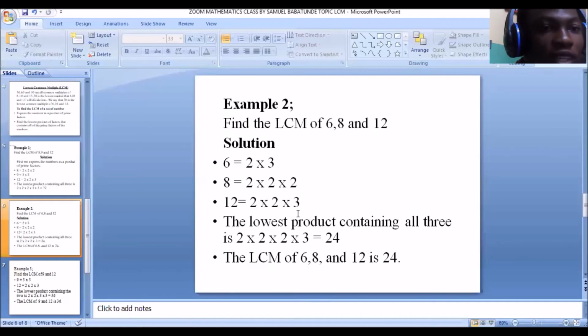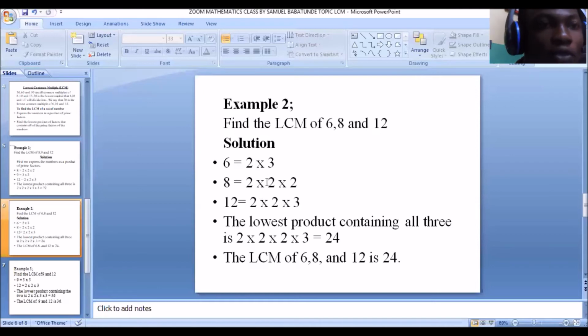Now, you see that this 6 here is 2 times 3, and 12 is 2 times 2 times 3. Now, this 3 is what is common. So you don't need to repeat them again. But if we have another 3, like maybe we have it 2 times 3 times 3, now we have to pick that 3. Because you can't find that 3 anywhere again here. It's not common again.